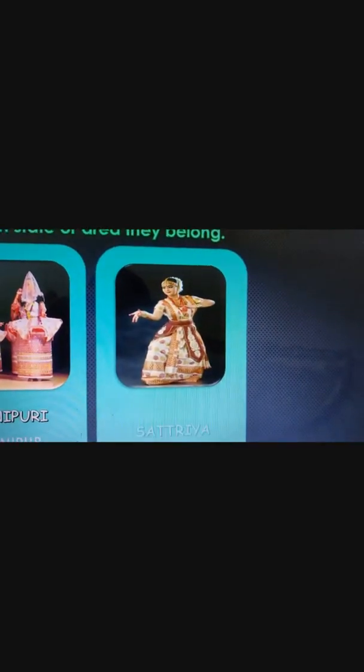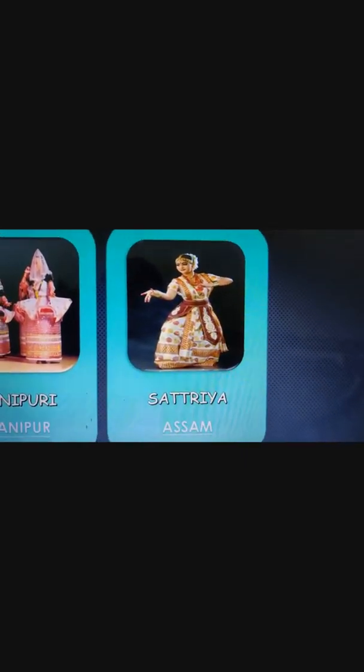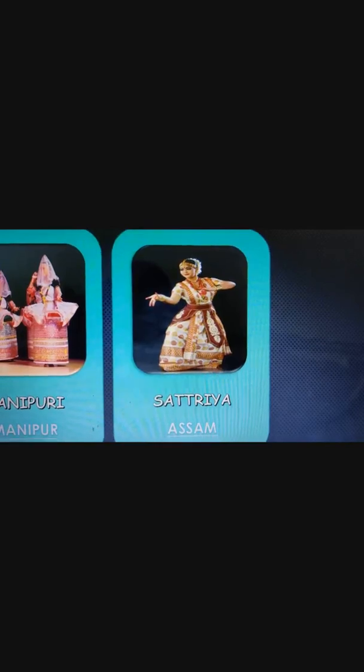See this. This is Manipuri. As the name suggests, yes, it's very easy for you. It is Manipur. Very good. Next, Satriya. Any guesses? Yes, it is from Assam.